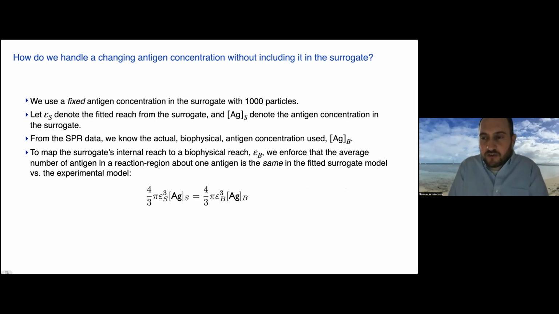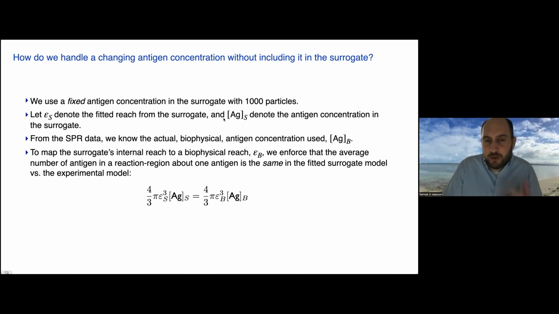So there's one little thing I glossed over in talking about the surrogate, which is that the simulation results are going to change as you change the concentration of antigen in the system, i.e. the number of particles per unit volume that you put down on the surface. But we didn't want to have another parameter in the surrogate. So instead, in our surrogate, we just picked a fixed concentration with 1,000 particles. But then we came up with a little way to map fittings from the surrogate with this incorrect antigen concentration to what you should get with the correct antigen concentration.